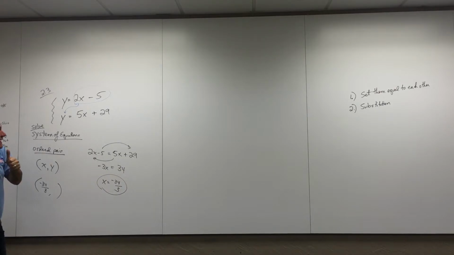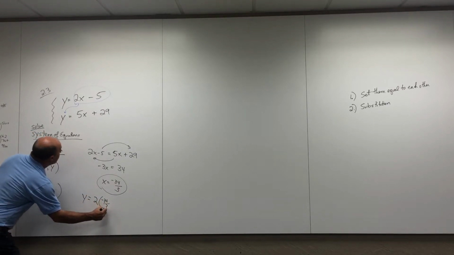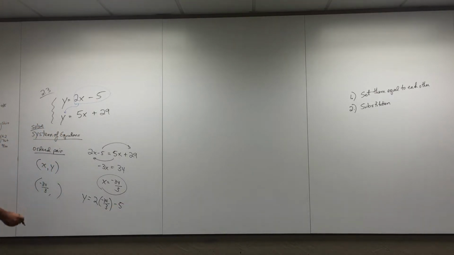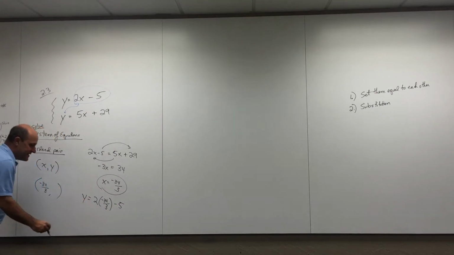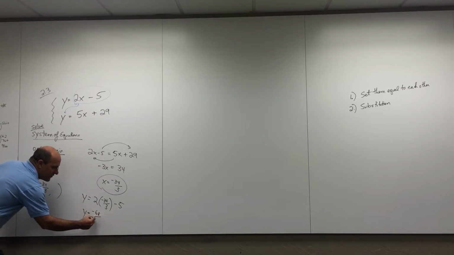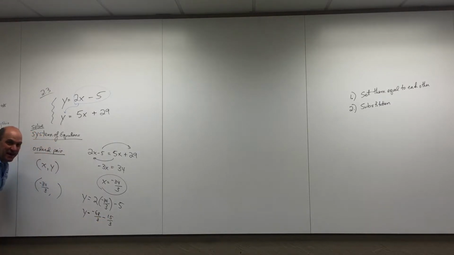I'll just go for that top equation there. y equals 2 times this x minus 5. Again, these numbers are a little unpleasant, but I ain't scared of numbers. I like all numbers. Negative 68 over 3 is what you get if you multiply that, minus a 5, which is like 15 over 3. I just got a common denominator. So that's negative 83 over 3.